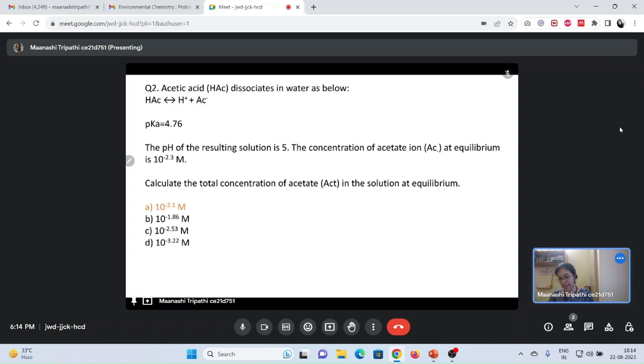The second question is: acetic acid dissociates in water as below. We have the pKa, the resulting pH, and the concentration of acetate ion at equilibrium is given. We have to find the total concentration of acetate. So this is the same kind of question. Please try to solve this question, and you have seen the answer, of course. Then we will see if you get the same answer. So please try to solve this question. We'll see in a while.